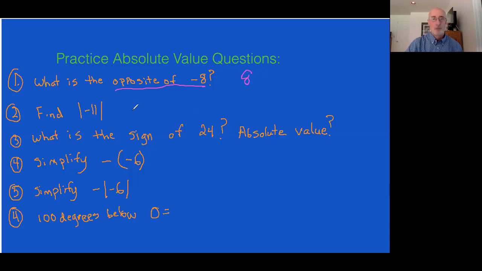Find the absolute value here of -11. Okay, number 2 here. Well, it's just 11 away from 0. That was pretty easy.